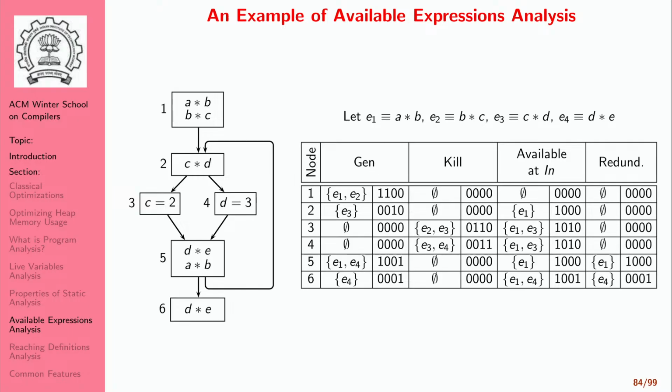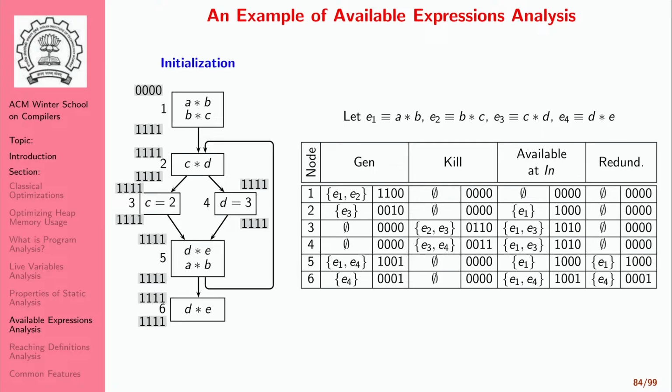Okay. We'll talk about availability later, but let's try to do this analysis. Here, because it is an intersection problem, we start with the universal set as the initialization. Live variables analysis was a union problem. We start with the smallest set. Here we start with the largest set and let the set grow.